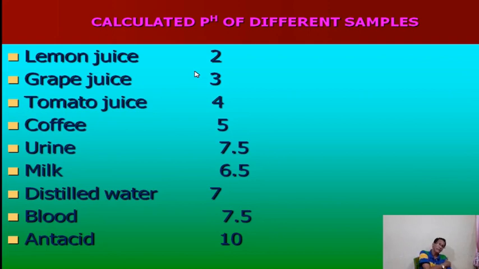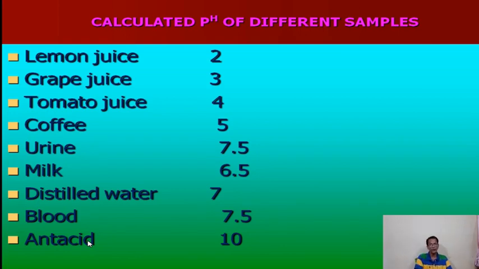Then you see some calculated pH values of different samples. We know different fruit juices and some natural substances, and what is their pH value. Lemon juice is 2, meaning highly acidic. Grape juice is 3, less acidic. Tomato juice is 4, less acidic. Coffee is 5, again less acidic. Urine 7.5 means slightly basic. Milk 6.5 means slightly acidic. Distilled water 7 means neutral. Blood 7.5 means slightly basic.